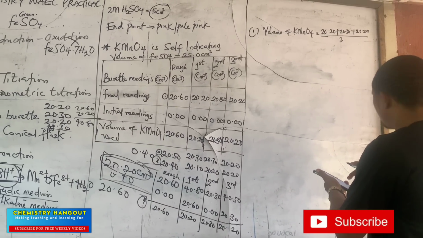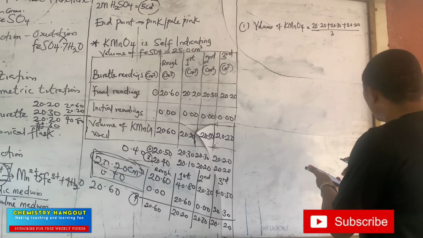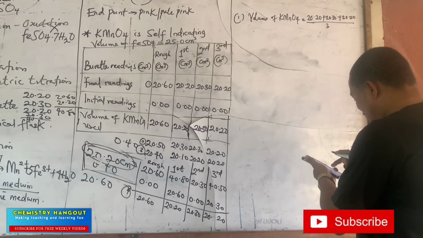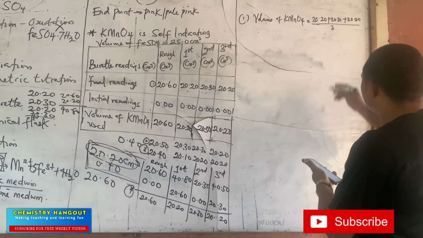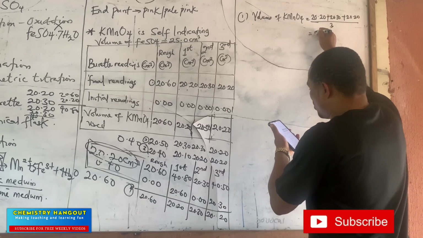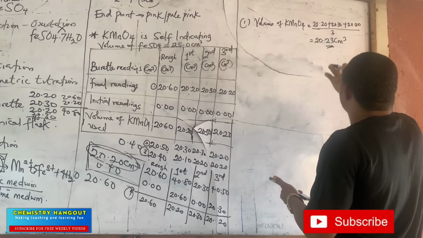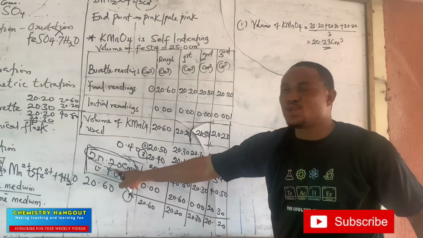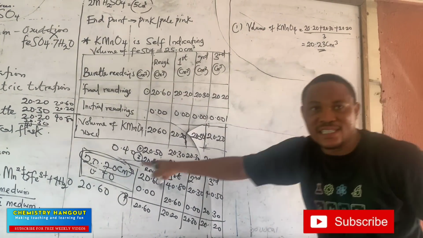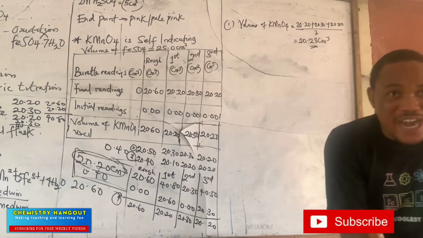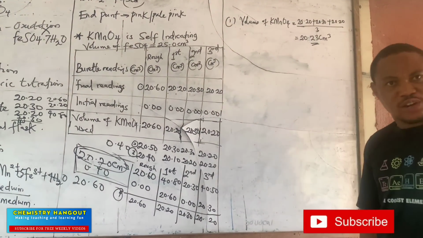20.20 plus 20.30 plus 20.20 divided by 3. So the volume here is 20.23 centimeter cube. And what was the value your teacher gave you? 20.20. Can you see you are within the range of your teacher's value? You might not get the same thing with him, but you will be very close to his range. I don't know if you are getting that.